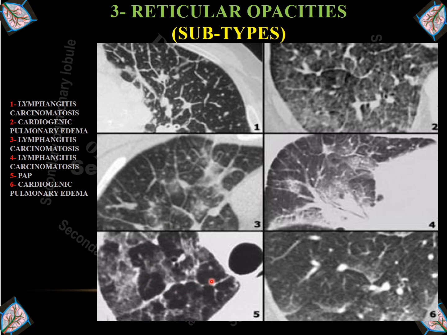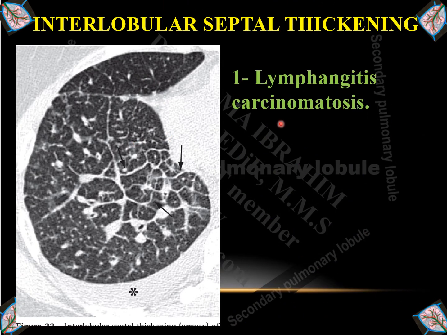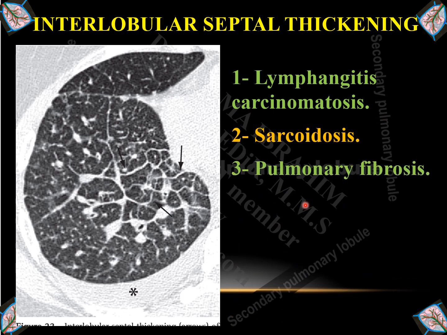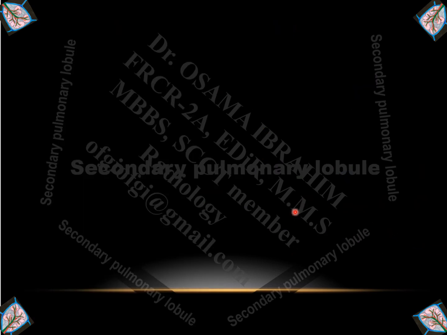This patient has pulmonary alveolar proteinosis, which shows the crazy paving appearance of ground glass with interlobular septal thickening due to surfactant overproduction, and in this case of cardiogenic pulmonary edema, showing smooth, uniform interlobular septal thickening. So, if there is interlobular septal thickening, the differential diagnosis includes lymphangitis carcinomatosis, sarcoidosis, pulmonary fibrosis, alveolar proteinosis, and edema.